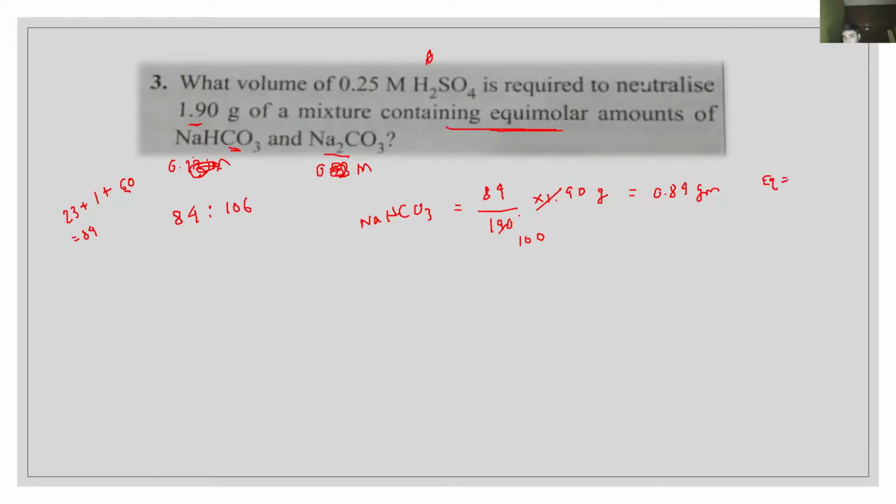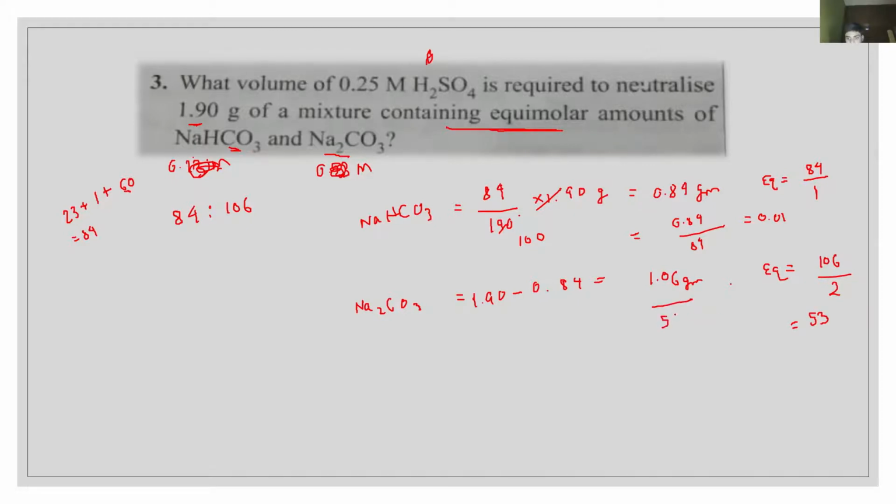What is the equivalent weight of NaHCO3? Its molecular weight by N factor. What is N factor? 1. Total positive charge on the cation is 1. So how many molar equivalent? 0.84 by 84 equals 0.01. Now come to Na2CO3. Similarly, 1.90 minus 0.84 will be 1.06 grams. What is the equivalent weight of this? 106 by N factor 2, because total charge on the cation is plus 1 into 2, so it's 2. So equivalent weight is 53. Divided by 53, it will give you how much?